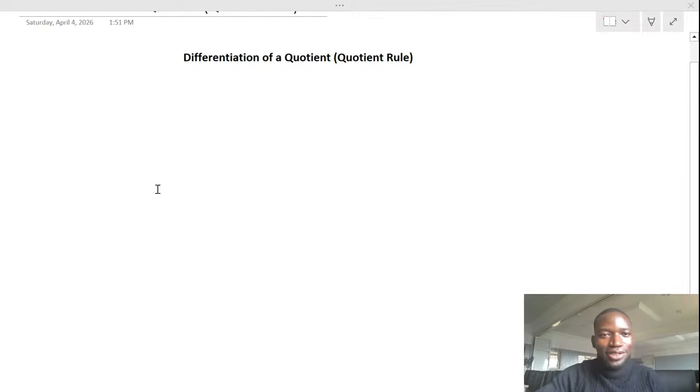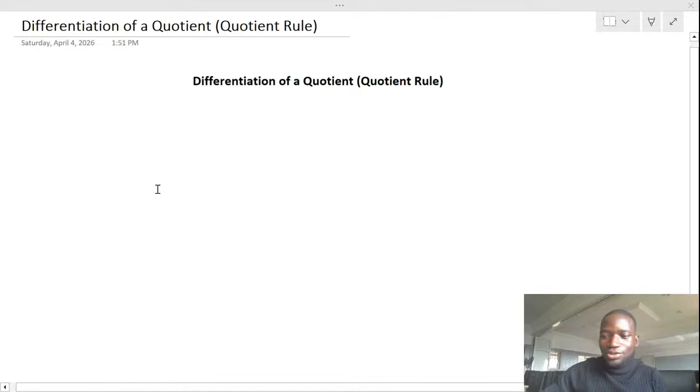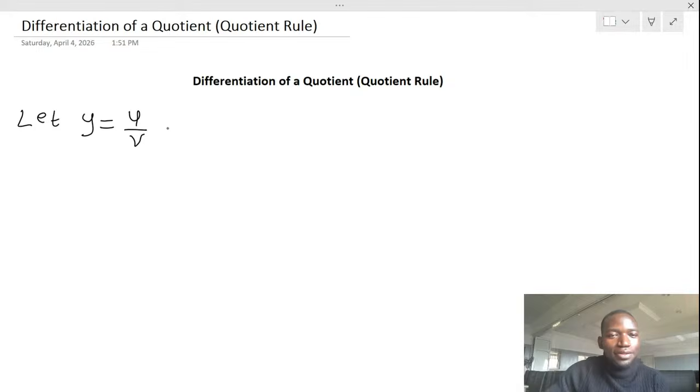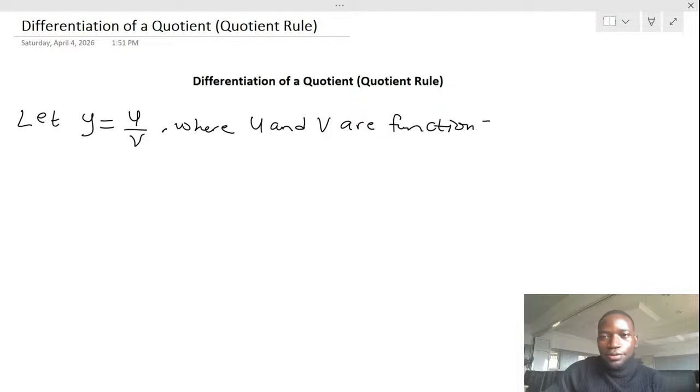So I'm going to increase my screen right now. So let's go. Let y be equal to u over v, where u and v are functions of x. And also note that v is not equal to 0. All right, so let's assume we have y equal to u over v. We're having it in the form of a fraction now, so the idea that will come to your mind is the use of the quotient rule.